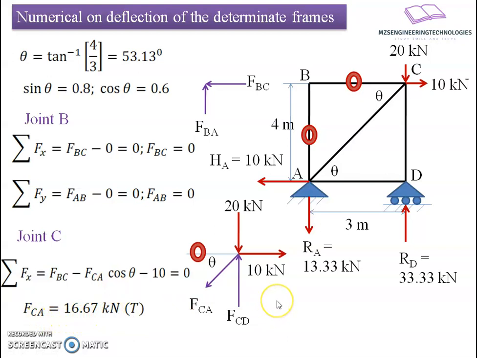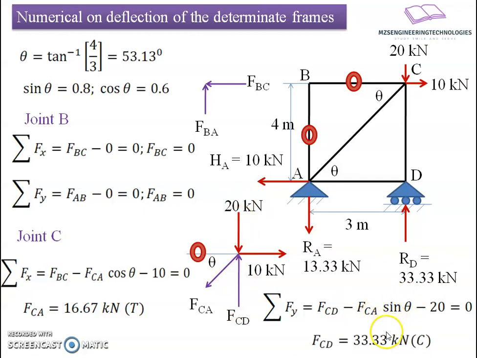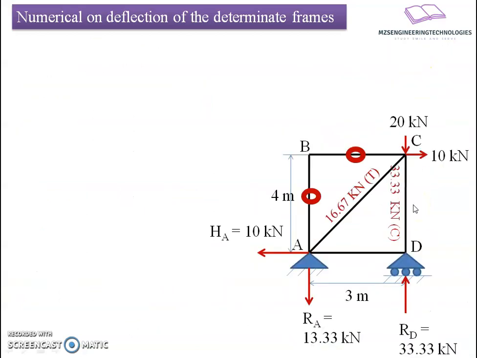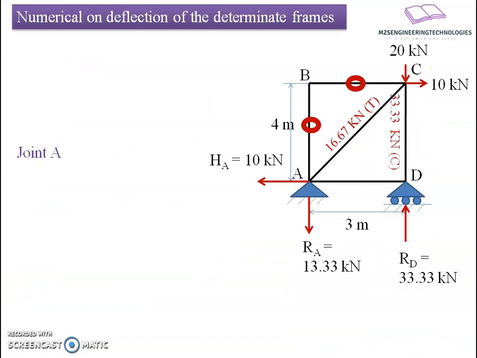Now if I use the vertical equation, summation of vertical forces equals 0, we get the relation FCD minus FCA sine theta minus 20. FCA will have a sine component with the vertical axis, 20 kilonewton is going downward, both are negative, and FCD is going to be upward. We know the value of FCA. If we substitute here, it yields FCD equals 33.33 kilonewton. So from joint C, I get two unknown forces, that is the force in member AC and the force in member DC. Now I will move to joint A.